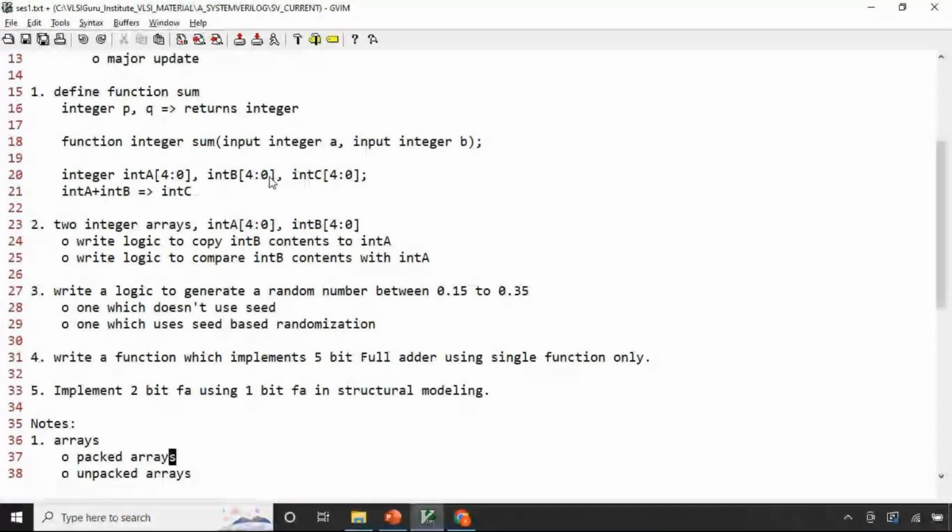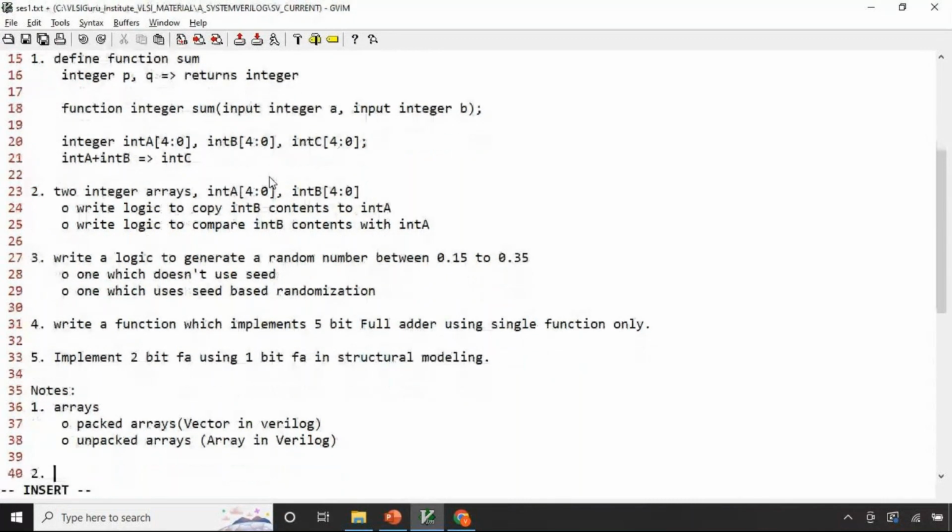Actually, packed arrays are vectors in Verilog. Exactly the same. Whatever you call a vector in Verilog, what do we call it in SystemVerilog? Packed arrays. And whatever we call an array in Verilog, what do we call it in SystemVerilog? Unpacked arrays. So you know how vectors and arrays work in Verilog, right? The same concept. Absolutely no difference.